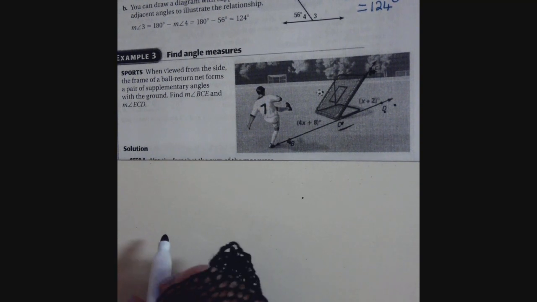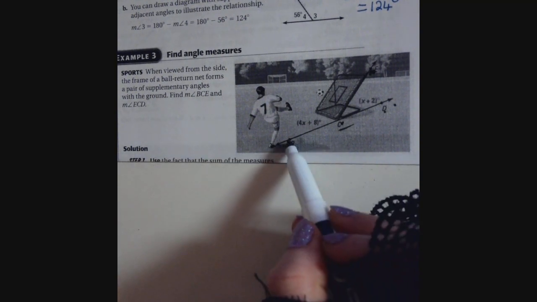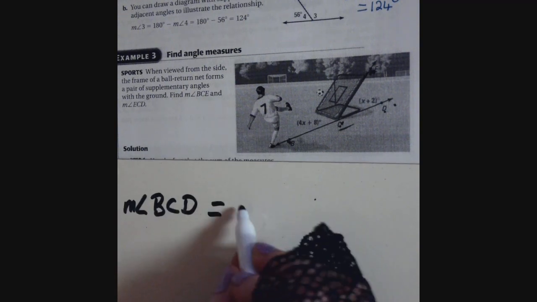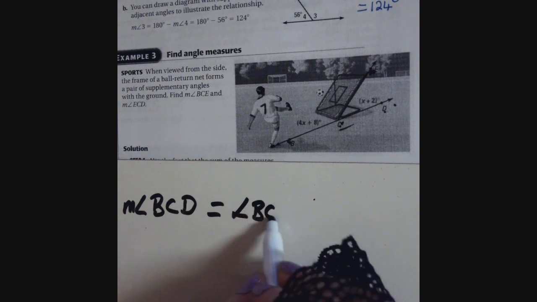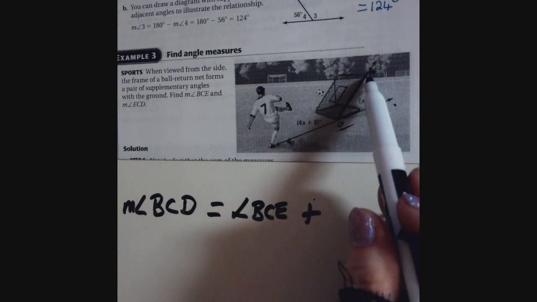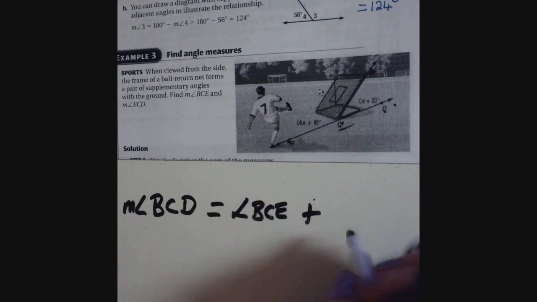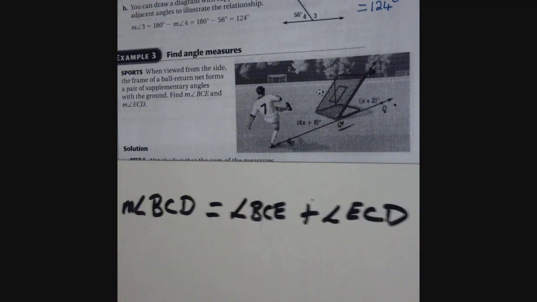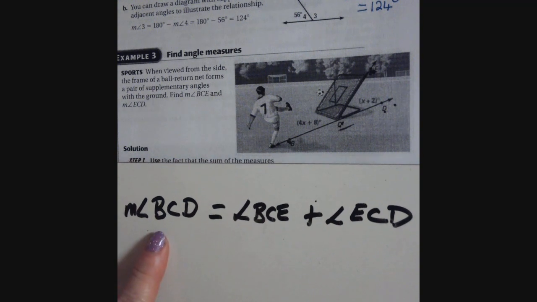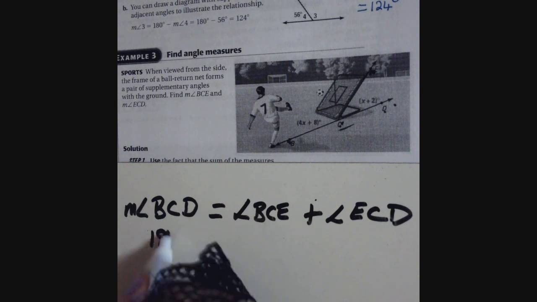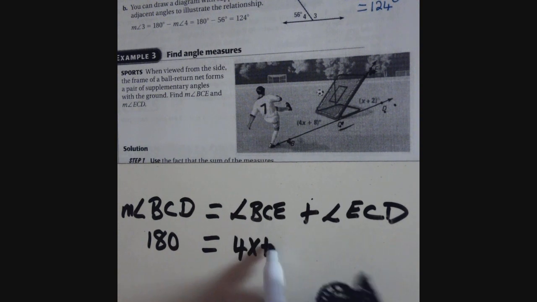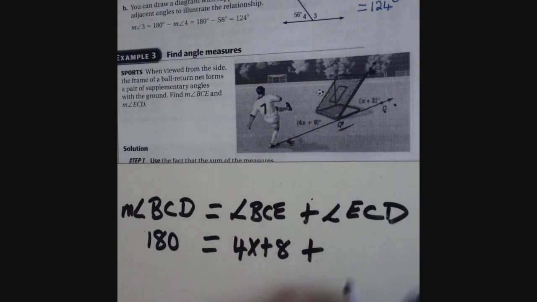So I'm going to say the angle BCD is equal to angle BCE, this big angle, plus the angle ECD. And I'm just doing this so I can fit it on. I didn't do the M in front, but it means the same thing. So we know the total straight angle is 180, so replace that. Then we know the bigger angle, the obtuse angle, is 4x plus 8, plus the smaller angle is just x plus 2.